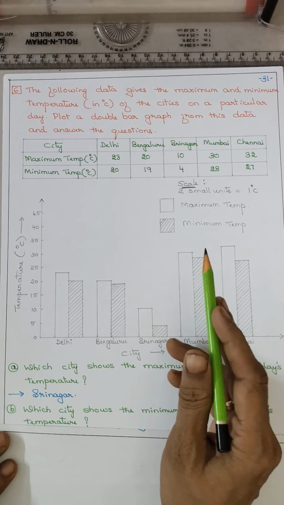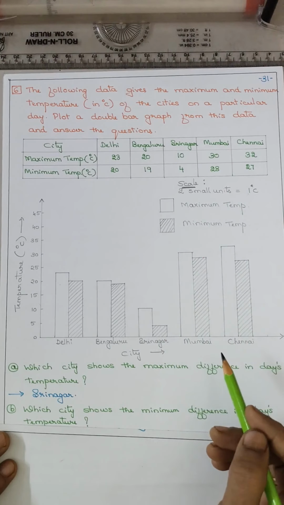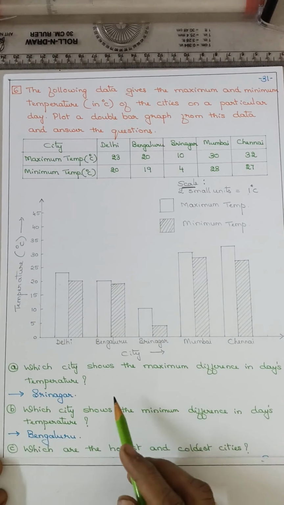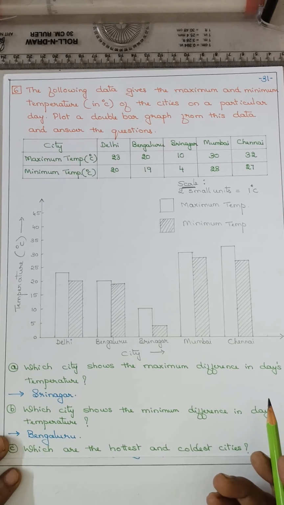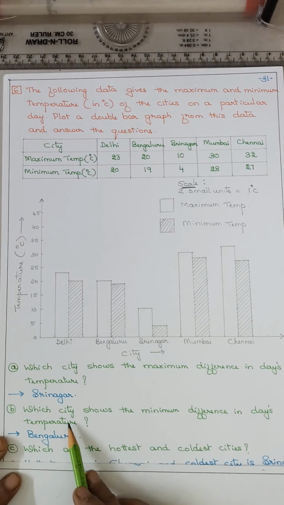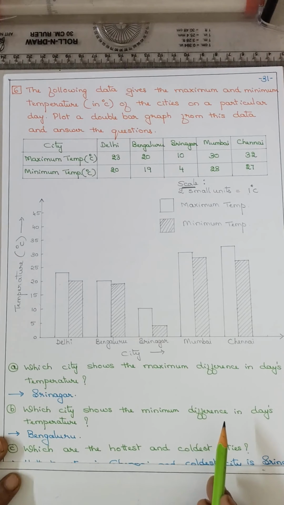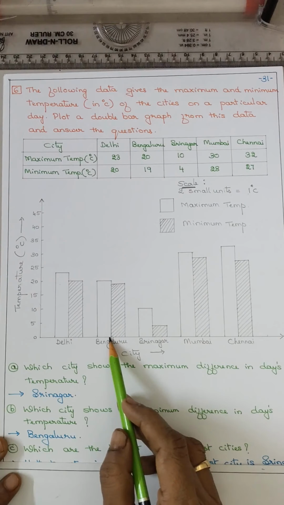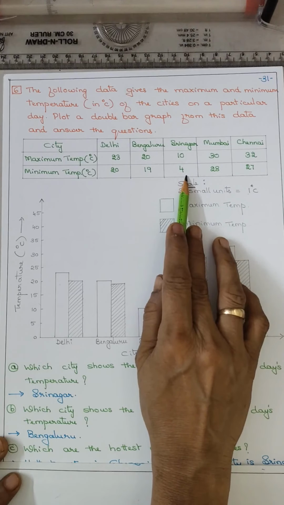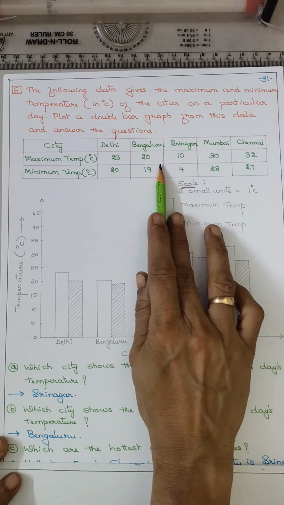And where will this one come? It is 30 and 28. So like that only you have to draw. Now, which city shows the maximum difference in the temperatures? Where do you see the most difference? So in these two boxes, where did you see the difference? In Srinagar. Which city shows the minimum difference? Where did you see very little difference? Bengaluru.